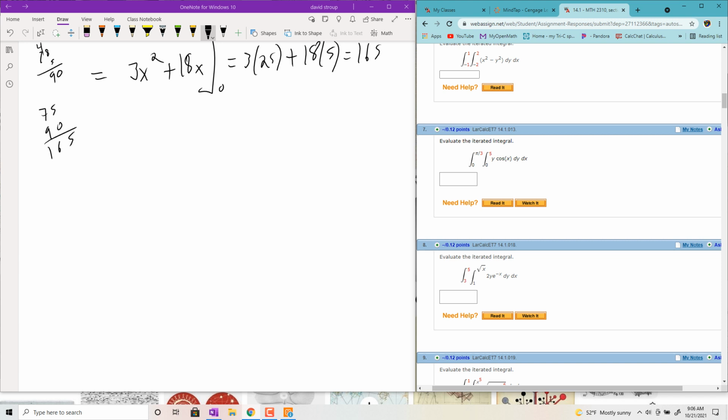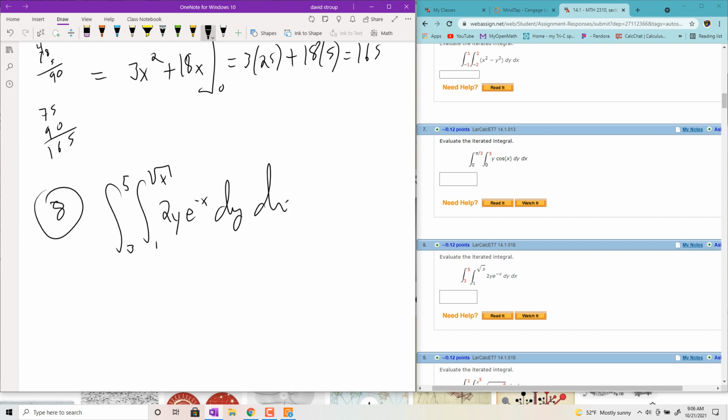Let's look at number 8, I guess. The integral from 3 to 5, then the integral from 1 to the square root x, then we got 2y e to the negative x dy dx. Okay, and you could have dx dy. It doesn't matter. Just be careful that you're doing it with respect to the appropriate variable. So now in this case, with respect to y, you kind of just think of e to the negative x as a constant and integrate the 2y part.